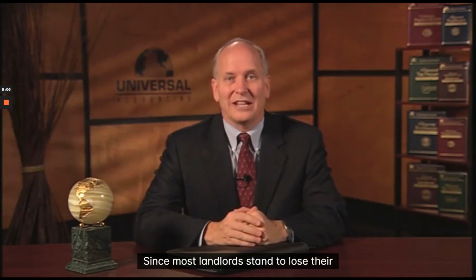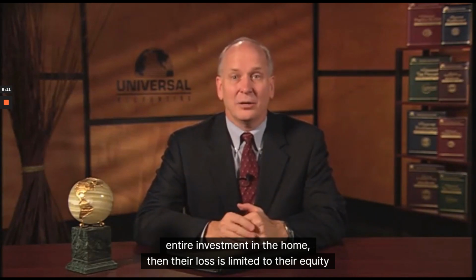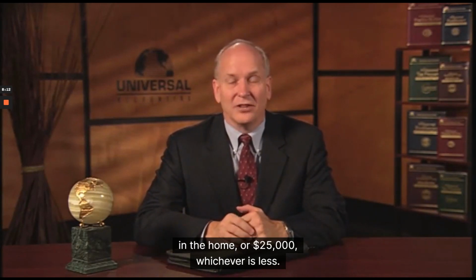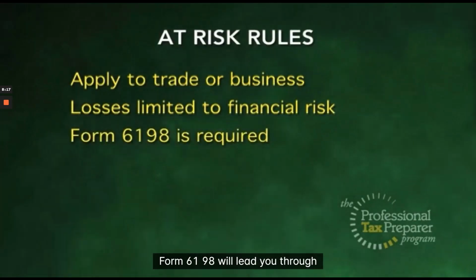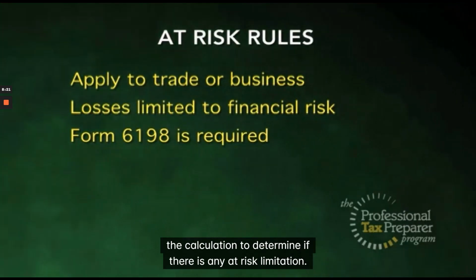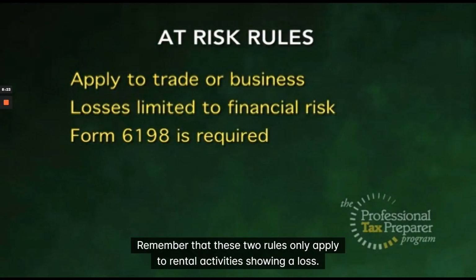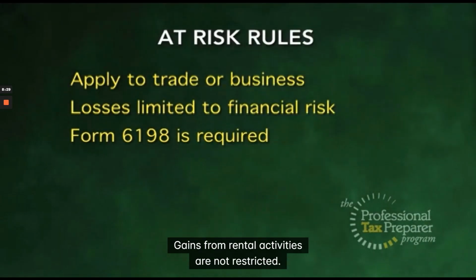Since most landlords stand to lose their entire investment in the home, then their loss is limited to their equity in the home or $25,000, whichever is less. Form 6198 will lead you through the calculation to determine if there is any at-risk limitation. Remember that these two rules only apply to rental activities showing a loss. Gains from rental activities are not restricted.